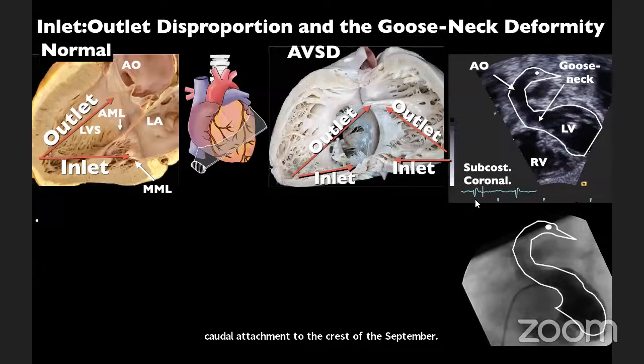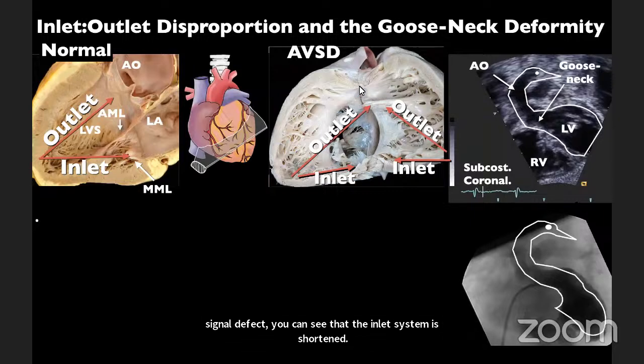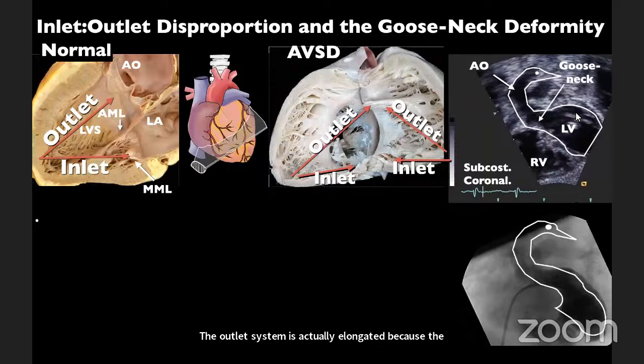Now, we talked about why the aortic root is not in its normal position. Here is a normal heart, and here is the measurement of the outlet septum and the inlet septum. And you can see that they are the same length. Whereas when you look at the left ventricle in an AV septal defect, you can see that the inlet septum is shortened, and the outlet septum is actually elongated because the aortic root cannot get into the junction between the two valves. And this led to the angiographic expression of this being a gooseneck deformity.